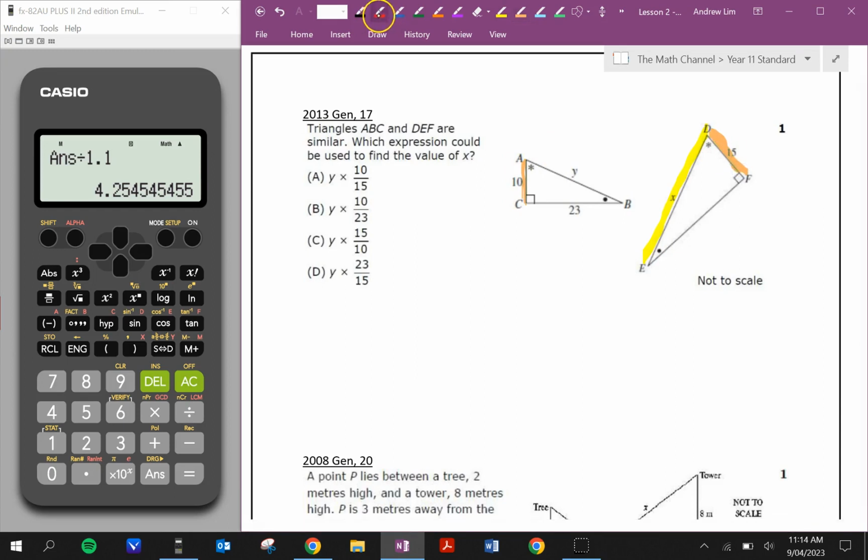So the scale factor will be the biggest over the smallest. Now, x is part of the bigger similar figure. We can see here 15 is bigger than 10, so this is the bigger one. So that means we're going to take the corresponding side, which one matches with the x, the y, and we're going to multiply it by the scale factor. So therefore, x is equal to y times the 15 on 10, which is C.